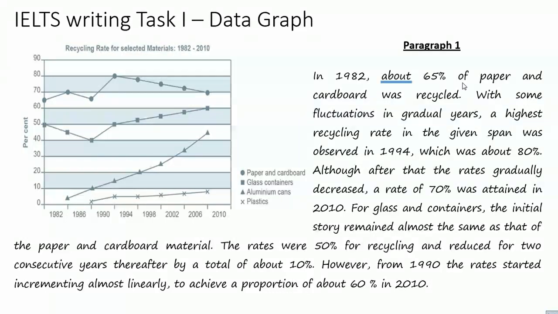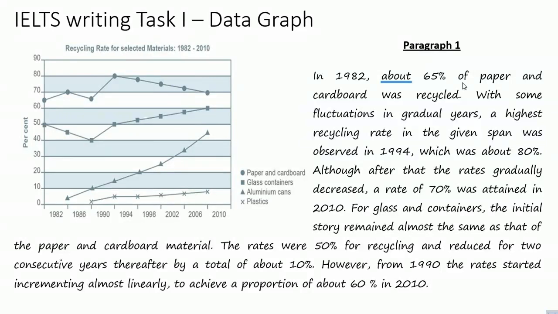The first thing is, we have been given a graph where the figures are not really clear. As for 1982, we can observe that the point lies between 60 and 70. So we don't have a clear idea what exactly might be the figure. So we are using the word about 65%. This denotes that you are approximating or guessing the percentage. This is a good habit to write in the IELTS answer when the figures are not clear.